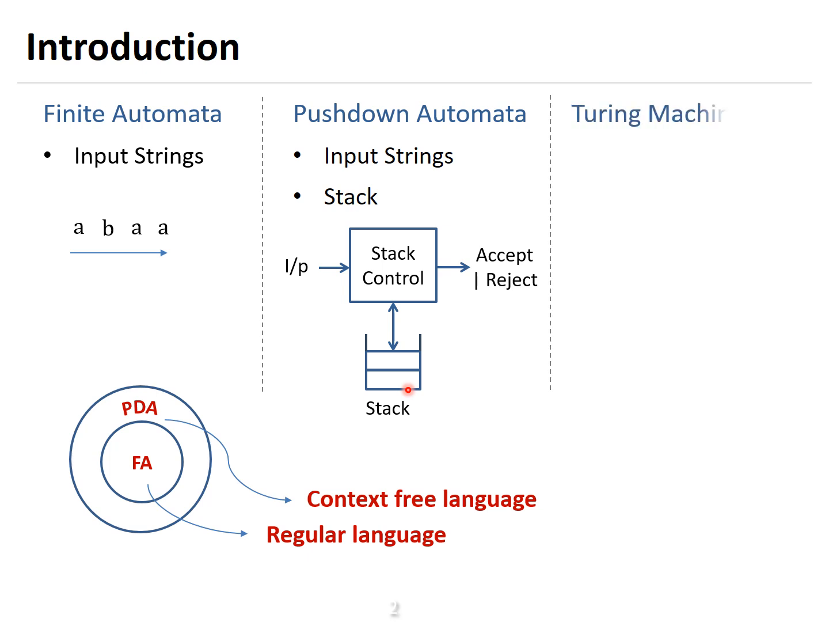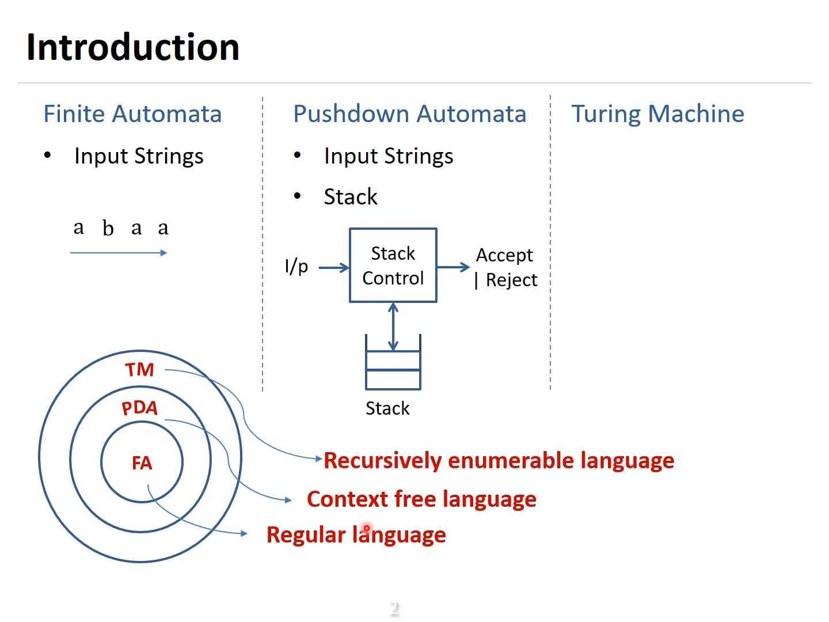Let's move to the next machine, which is what we have to discuss today, the Turing machine. This will accept more complicated languages compared to PDA and finite automata. That is called a recursively enumerable language. Some languages are not possible to solve by PDA or finite automata. In that case, you need some more powerful computation, and in such a case we have to choose the Turing machine.